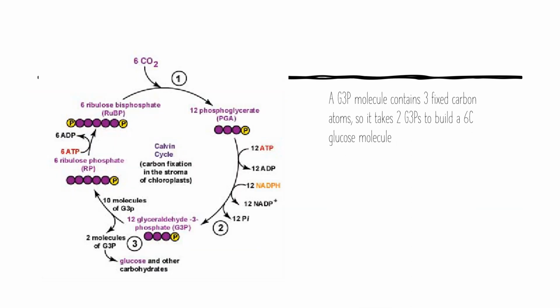Now, in general, a G3P molecule contains 3 fixed carbon atoms, so it takes two molecules of G3P to build a 6-carbon glucose molecule. And if we count everything, it would take 6 turns of the cycle, which means we will need 6 molecules of carbon dioxide, 18 molecules of ATP, and 12 molecules of NADPH for us to produce 1 glucose.